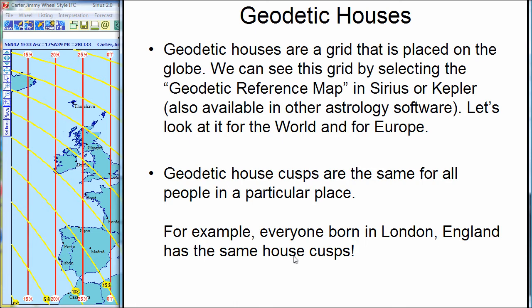So it's not as personal in the sense that everybody born in the same place has the same geodetic houses. But if this idea of geodetic houses is true, if it's valid, then it would show you your connection to a world situation. So this can be very important, for example, for political people who influence world conditions. How does their chart relate to this global house system, this global grid that's placed on the world? That's the idea.